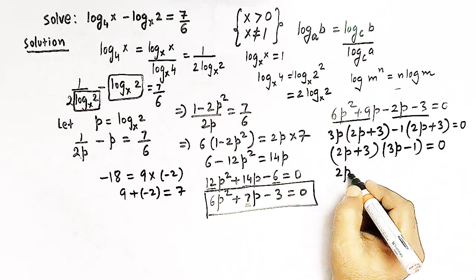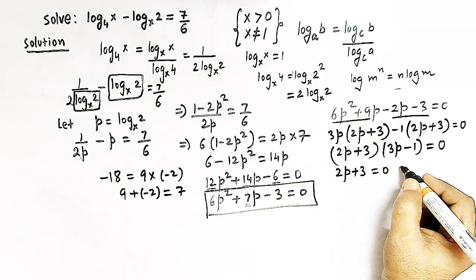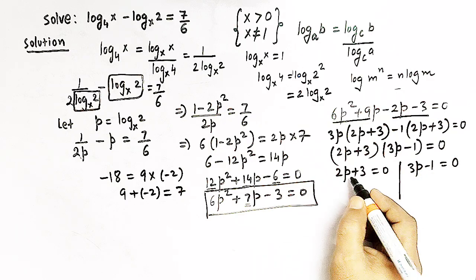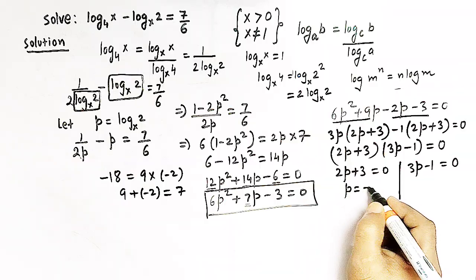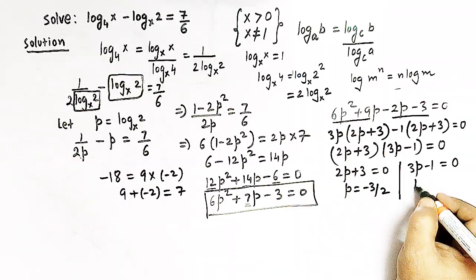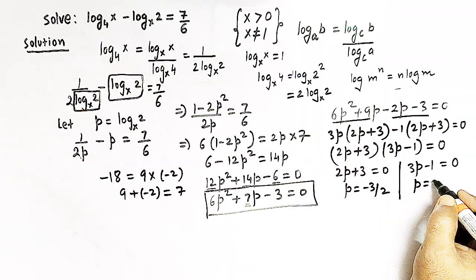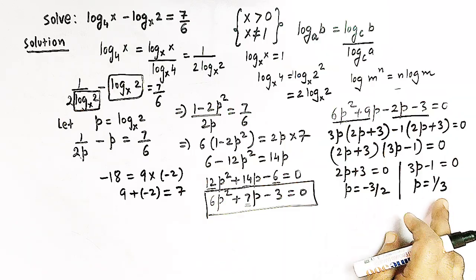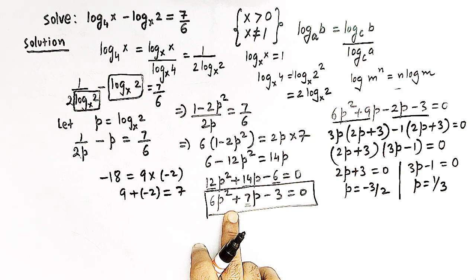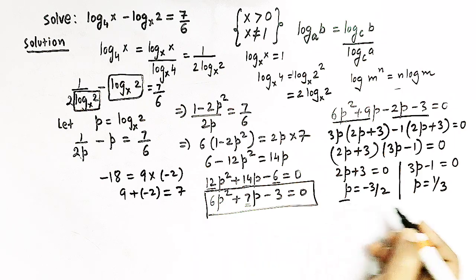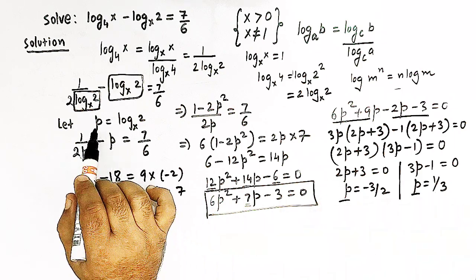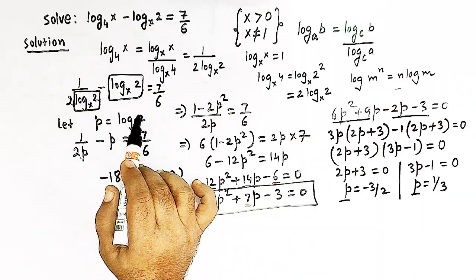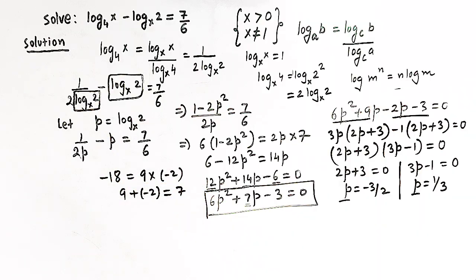So we have 2p plus 3 is equal to 0. Then we have 3p minus 1 is equal to 0. From here we have p is equal to minus 3 over 2, and from here we have p is equal to 1 over 3. So these are the two roots of this quadratic equation, and here this p is given by logarithm of 2 to the base x, and we need to find out the value of x.